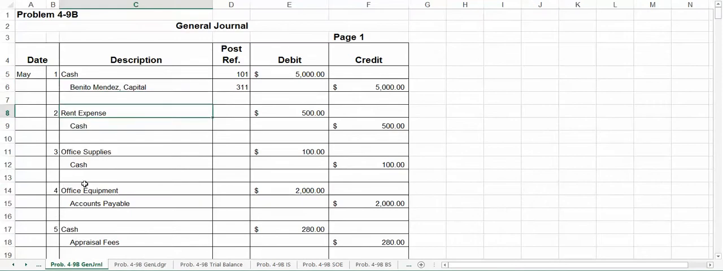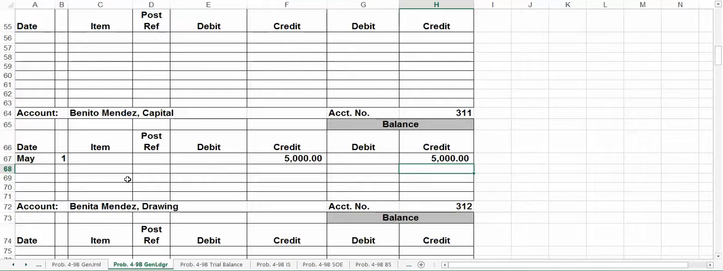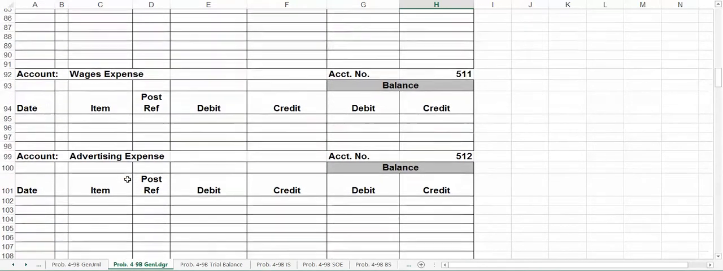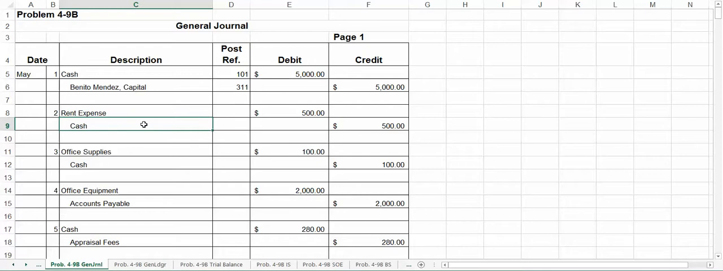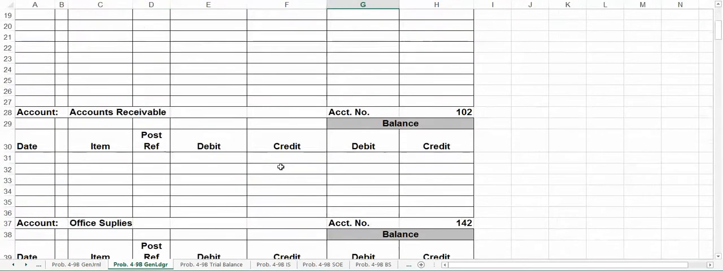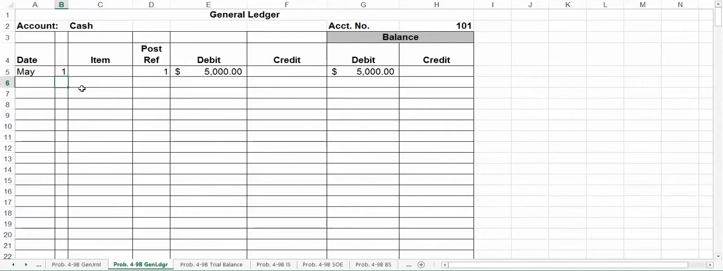So on the second we show a debit to rent expense for $500. Rent expense, that was on the second, $500. And then we're going to show a credit to cash for $500. So we're going to scroll back up to the cash account, enter the second, and enter $500.